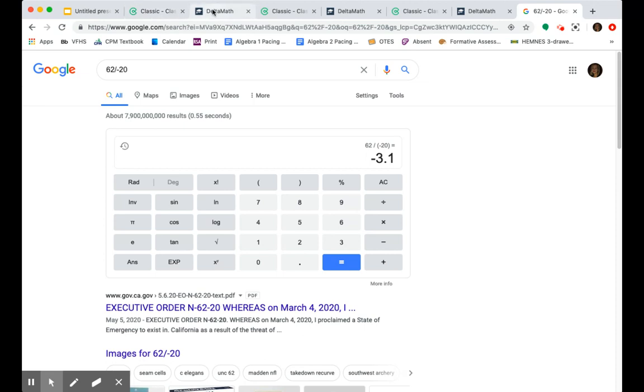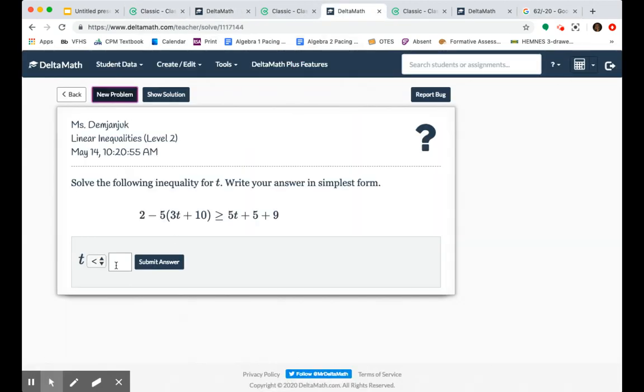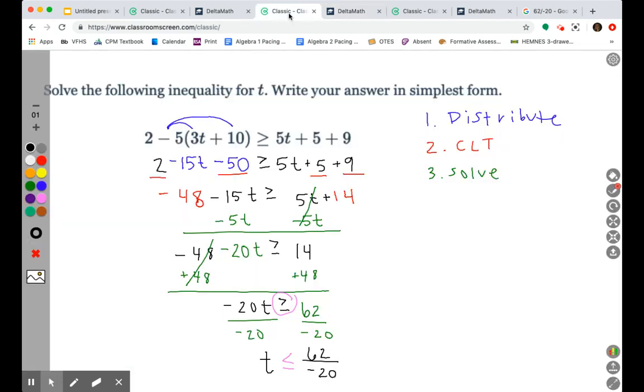So you could either decide to do one of two things. You could go to your Delta Math and you can type in negative 3.1. Or you could simplify your fraction. 62 and 20 are both even, so I can divide by 2 on the top and bottom. That gives me 31 on top, negative 10 on the bottom. And you could input this simplified fraction into Delta Math as well.